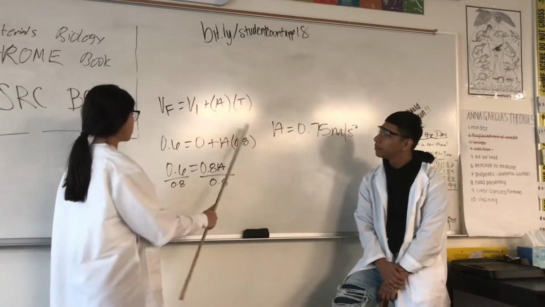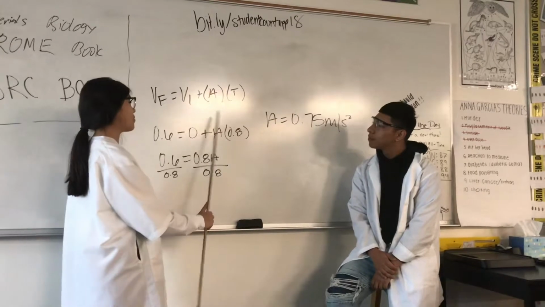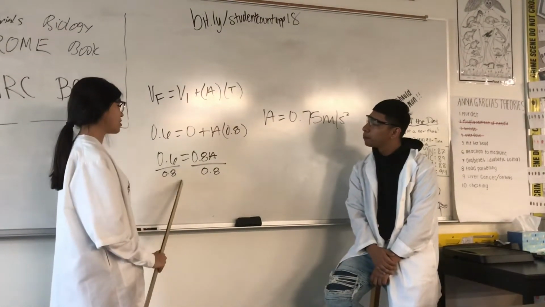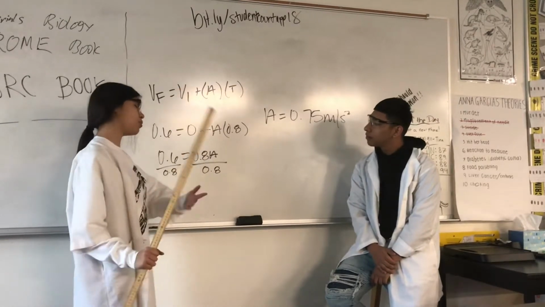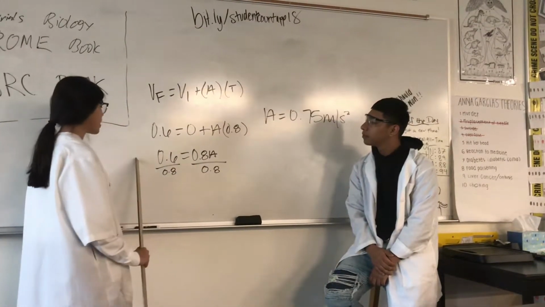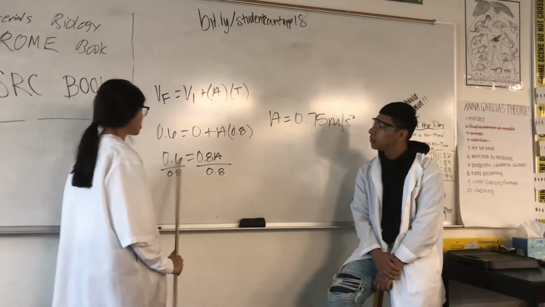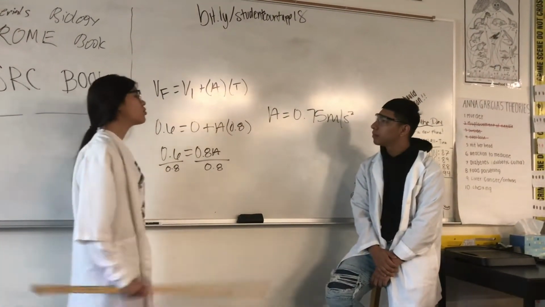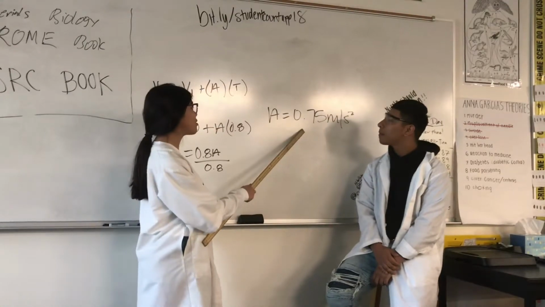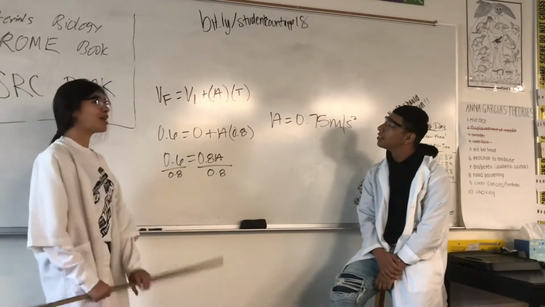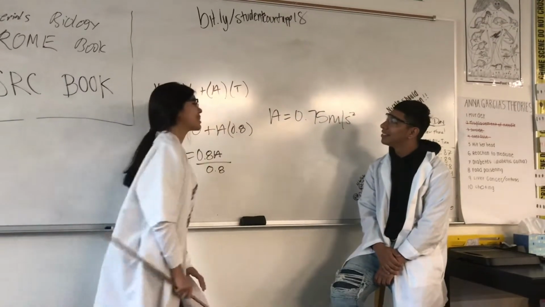So once you combine all like terms, on the right side of the equation will be 0.8 and our variable a. On the other side it's 0.6. So all we have to do to find our acceleration is divide each side by 0.8, which will give us 0.75 meters per second squared, which was the acceleration of my shooting ball. Good job!